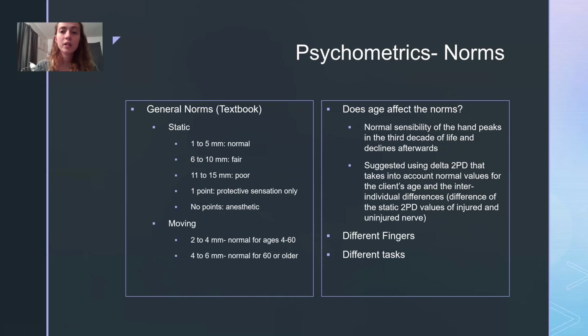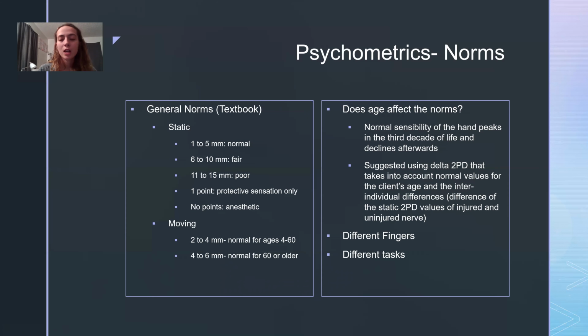So I found one interesting article on whether age affects the norms. They found that the normal sensibility of the hand peaks in the third decade of life and declines afterwards. So they suggested using the Delta 2-point discrimination test, which takes into account normal values for the client's age and their inter-individual differences. Meaning the difference between the hand with an injured nerve and their other hand, which is not injured.